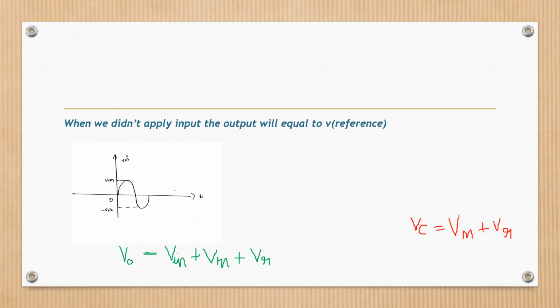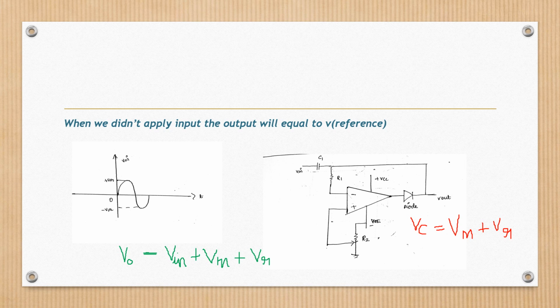Here I apply the sinusoidal input. I consider the negative half cycle. When I consider the negative half cycle, the diode will be forward biased and the capacitor will get charged. When the capacitor gets charged, the Vc of the capacitor is equal to Vm plus Vr.